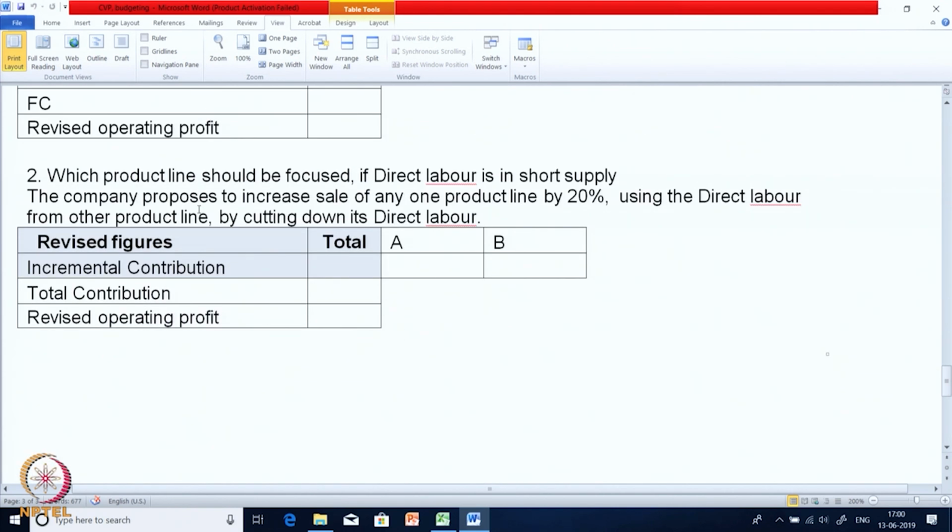In the second part, which product line should be focused on if direct labor is in short supply? The company proposes to increase the sale of any one product line by 20%, but they do not have extra direct labor. So they use direct labor from the other line by cutting down its direct labor, and calculate the incremental contribution etc. for this decision.